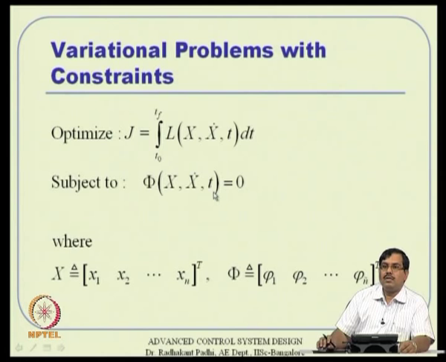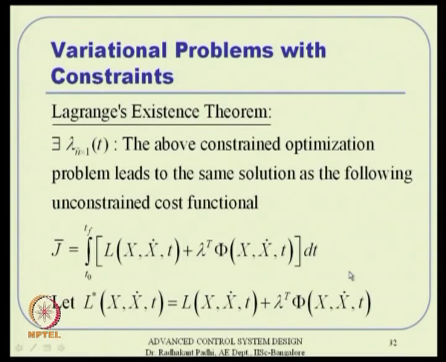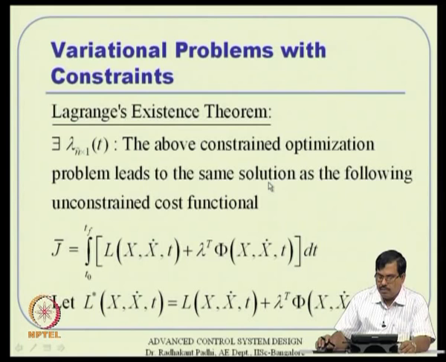And if you remember static optimization problem and all, we conveniently did that using Lagrange multiplier. Here also we will try to do that. And this constraint equation need not be of the same dimension as state, that is also another issue. So, x is n-dimensional vector, whereas the constraint is an n tilde dimensional function basically, that is what we are discussing here. And going back to the Lagrange theorem, again it relies on the existence theorem, which tells us that there exists an n tilde dimensional vector lambda of t, so that the above constraint optimization problem leads to the same solution as the following unconstrained cost functional.